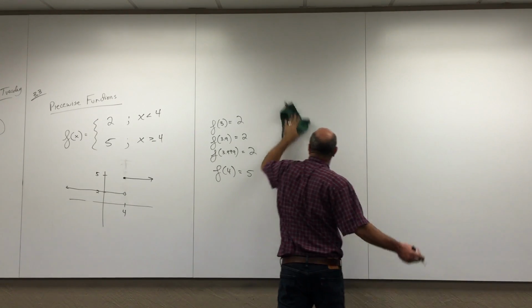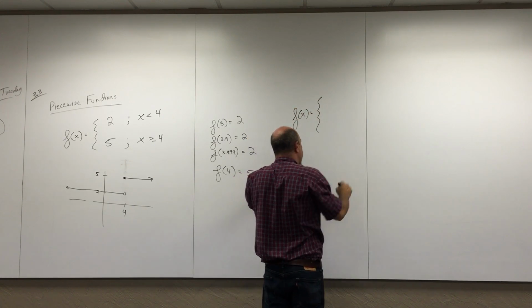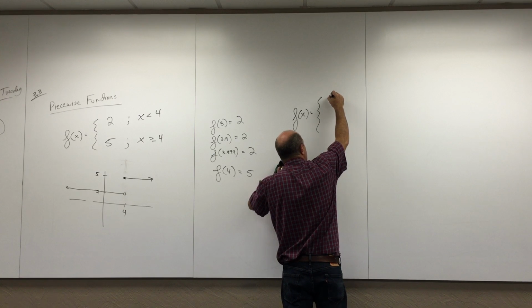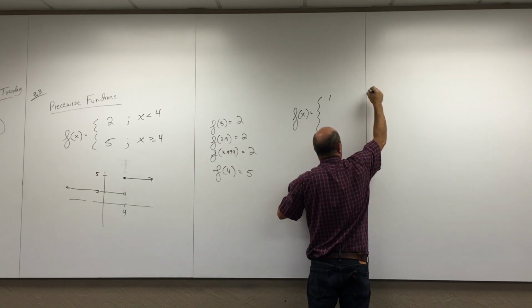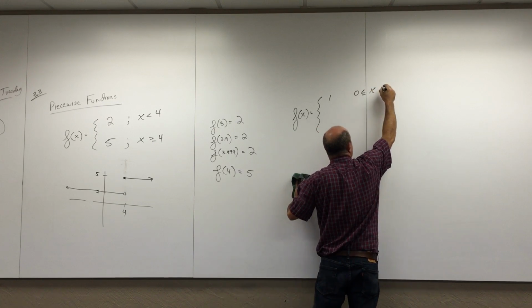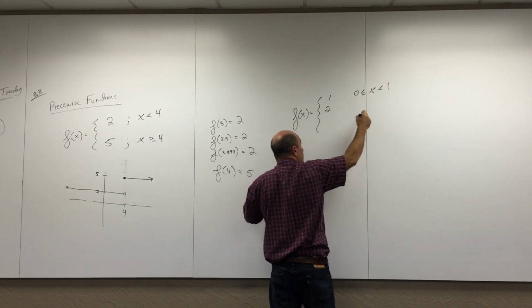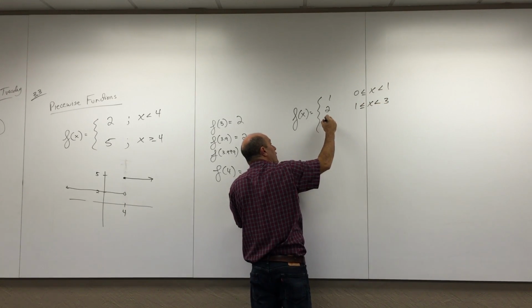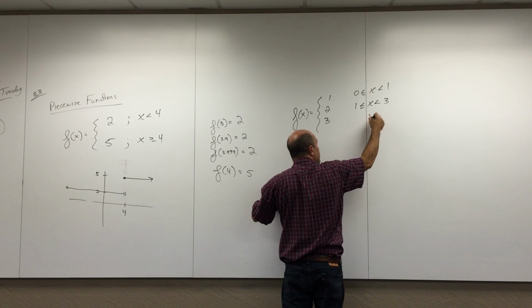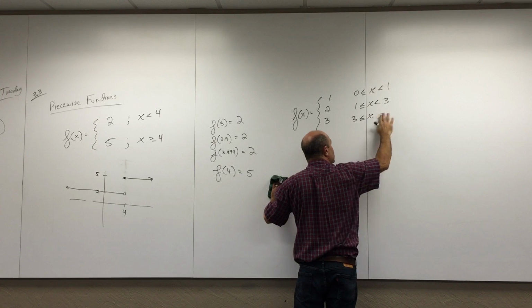Look at this one. It equals 1 when x is greater than or equal to 0 and less than 1. It equals 2 when x is greater than or equal to 1 and less than 3. It equals 3 when x is greater than or equal to 3, but less than... that's it.